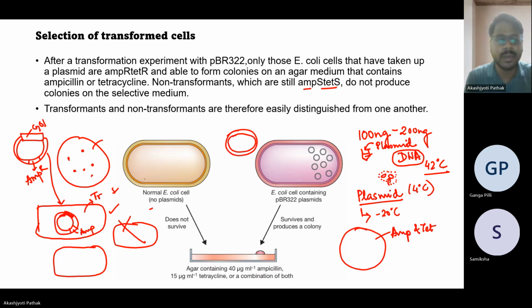So in this figure, you can see this is a normal E. coli cell which has not taken up any plasmid. Whereas this is an E. coli cell which has taken up this pBR322 plasmid. So this E. coli cell is now resistant to ampicillin and tetracycline. So when you plate it on an agar plate, only these colonies will be present, and these cells will not be able to survive. They will die, and you will not observe colonies of these bacterial cells. Okay, is it clear?